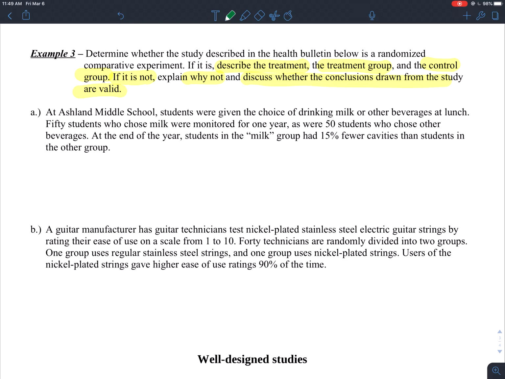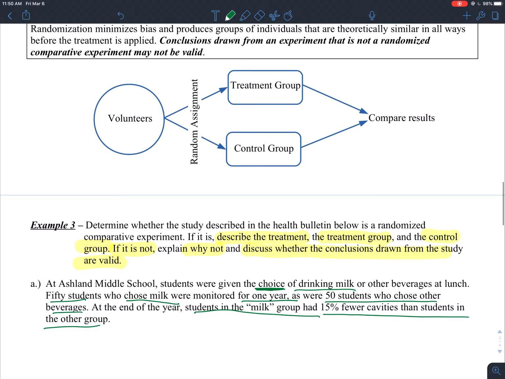So, here's one. At Ashland Middle School, students were given the choice of drinking milk or other beverages at lunch. Important words: choice of drinking milk or other beverages at lunch. 50 students who chose milk were monitored for 1 year, as were 50 students who chose other beverages. At the end of the year, students in the milk group had 15% fewer cavities than students in the other group. Now, let's think about this.